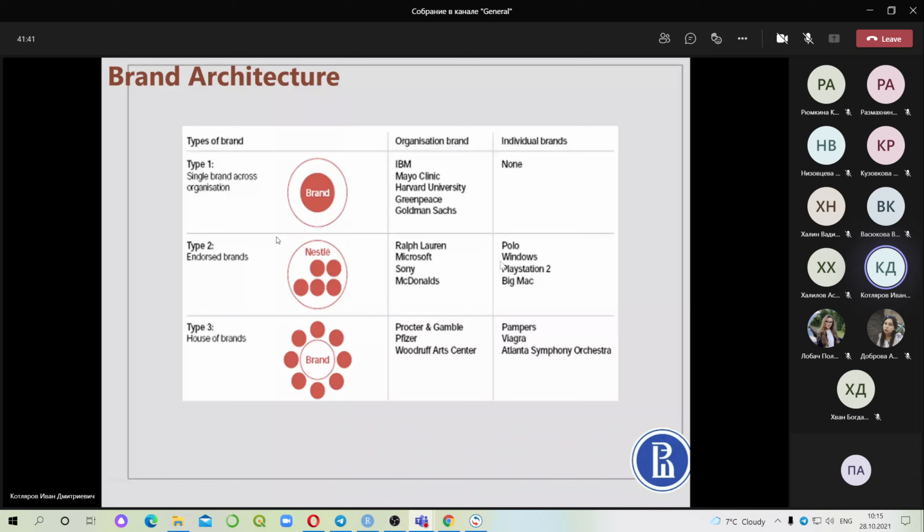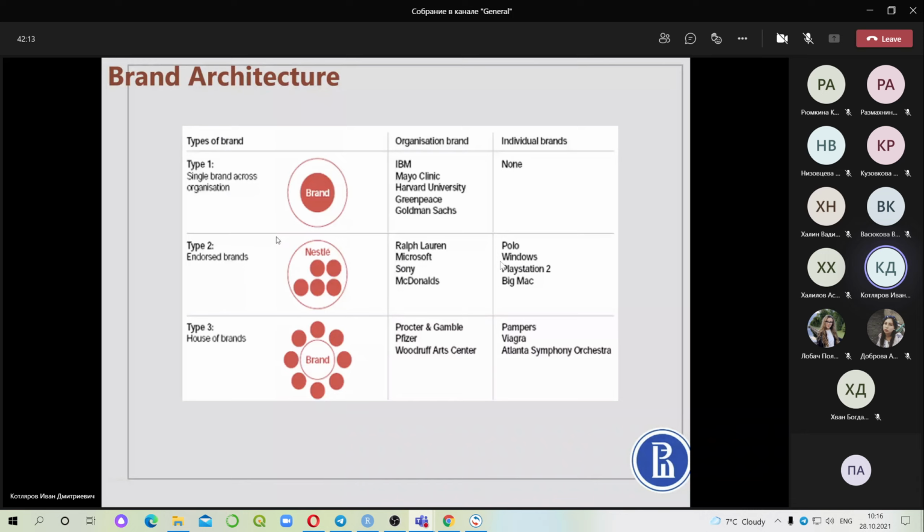What do we have next? There are endorsed brands. Okay, it is a very, how should I say, specific situation, because in this case we have a corporate name and there are specific brands for specific products, and the corporate brand and the specific brands are combined to form endorsed brands.